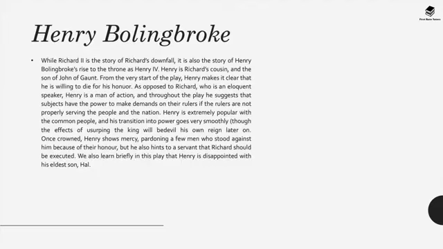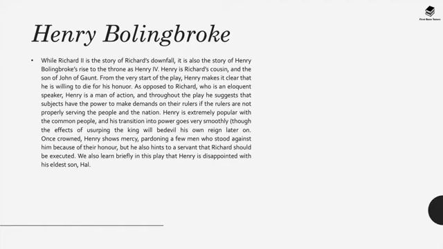Henry Bolingbroke. While Richard II is the story of Richard's downfall, it is also the story of Henry Bolingbroke's rise to the throne as Henry IV. Henry is Richard's cousin and the son of John of Gaunt. From the very start of the play, Henry makes it clear that he is willing to die for his honor.